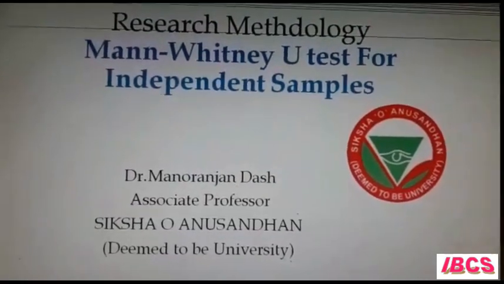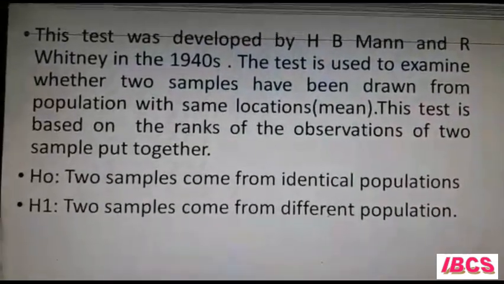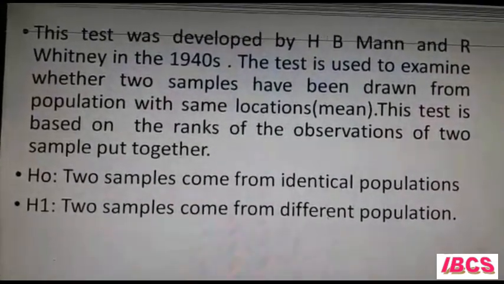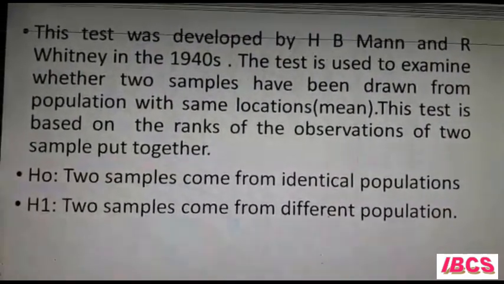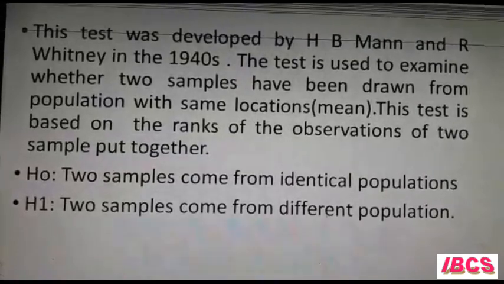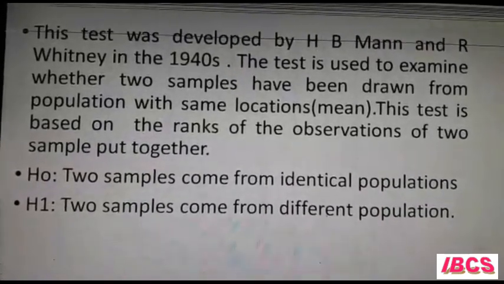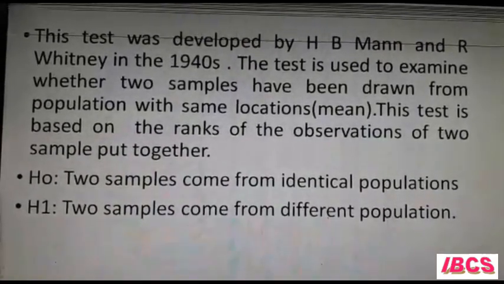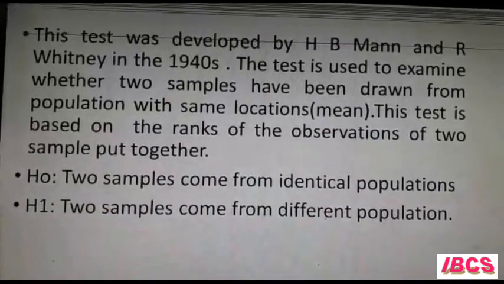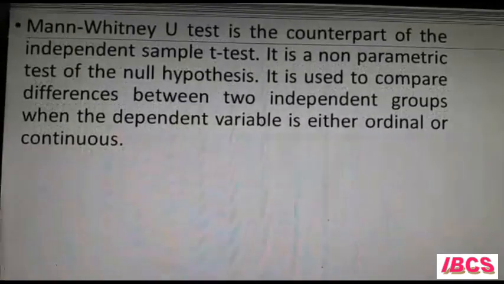Mann-Whitney U-test for independent samples. It was a test developed by H. Mann and R. Whitney around the 1940s, and it is used to examine whether two samples have been drawn from populations with the same mean. So here we formulate the hypothesis: the null is that two samples come from an identical population, and the alternative is that the two samples came from different populations.